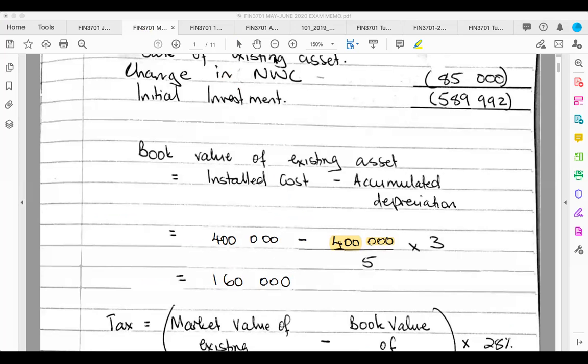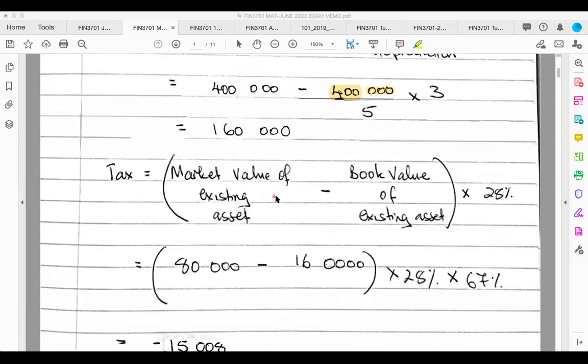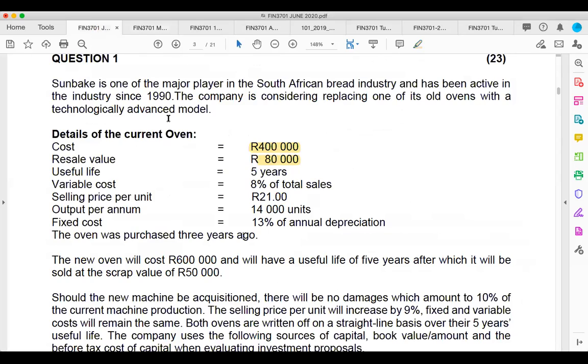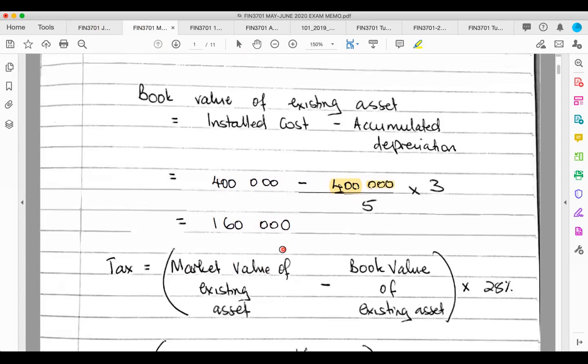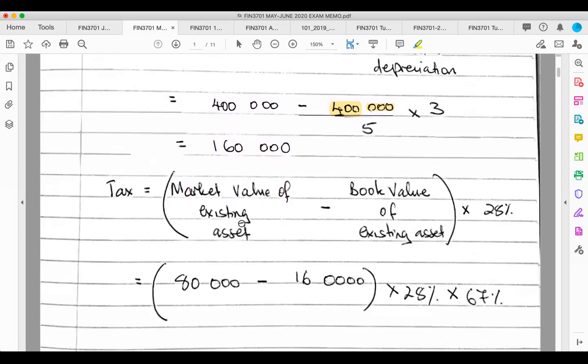And then once we get the book value of the existing asset, we can then calculate the tax expense or the tax gain. Clearly, we can see that the market value of 80,000, the resale value of 80,000, is less than the book value of 160,000. So it means this asset is being sold at a loss. So because the asset is being sold at a loss, it means that we are going to get a tax benefit. So we take the market value of the existing asset minus the book value of the existing asset, 80,000 minus 160,000. We multiply that by 28%, which is the tax rate.